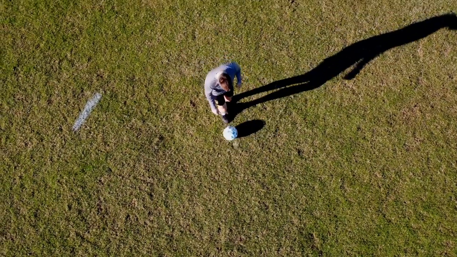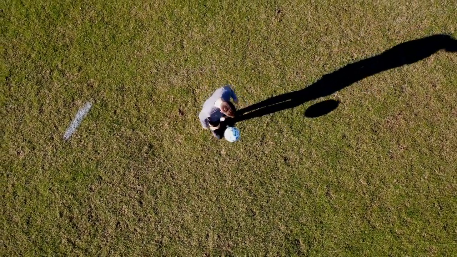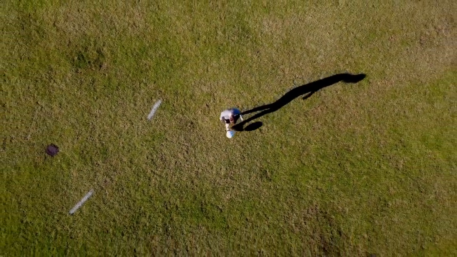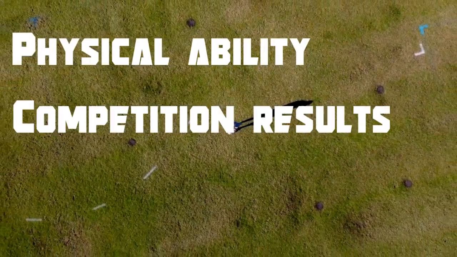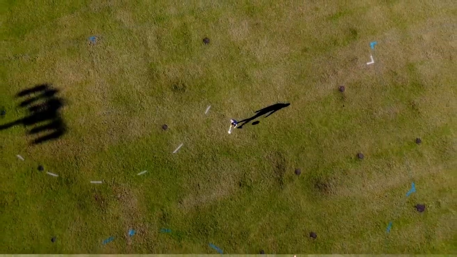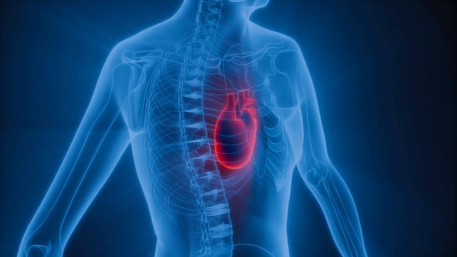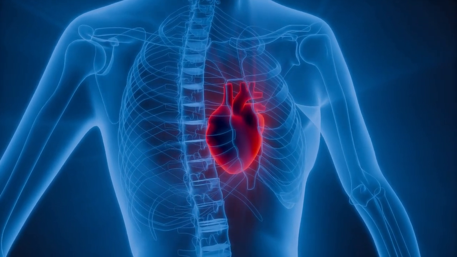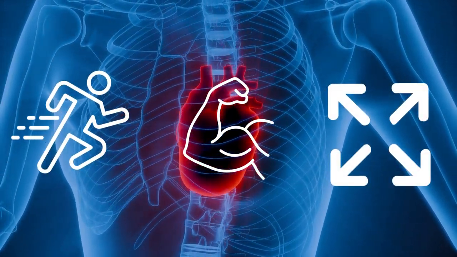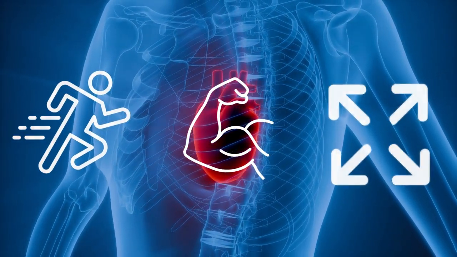Traditionally, these systems have been structured around early selection. Athletes are identified at a young age based on performance indicators such as physical ability, competition results, and coach observation. Once selected, they are placed into structured development pathways designed to maximize performance. This links directly to biological perspectives discussed earlier, where physical characteristics such as speed, strength, and size are often used as key identifiers of talent.